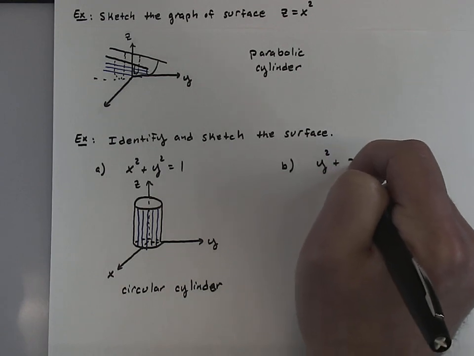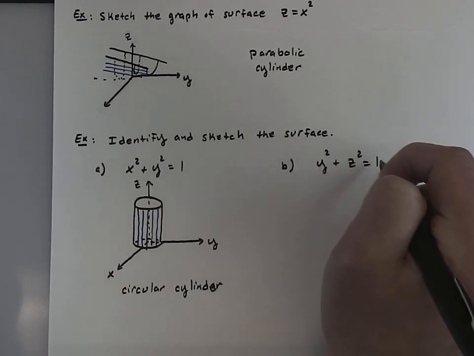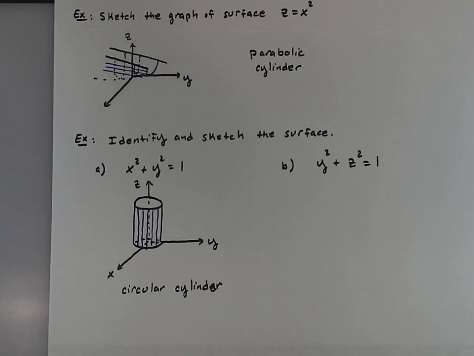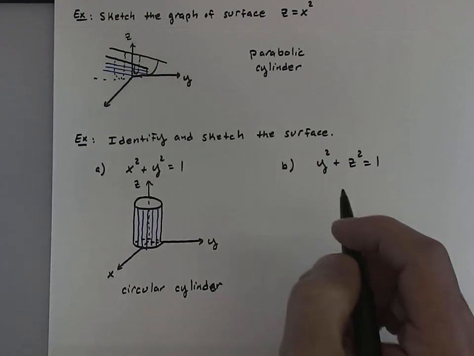y squared plus z squared equals 1. Since x is missing, this would extend along the x-axis. So the rulings are parallel to the x-axis. This is a circular cylinder where the axis is the x-axis.